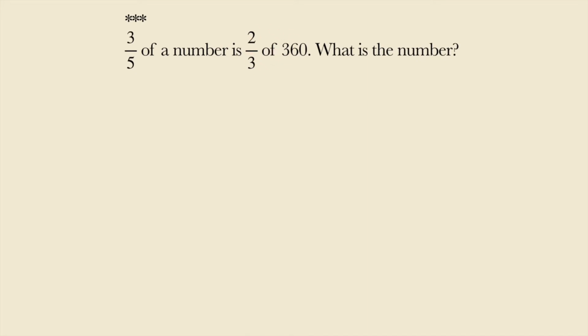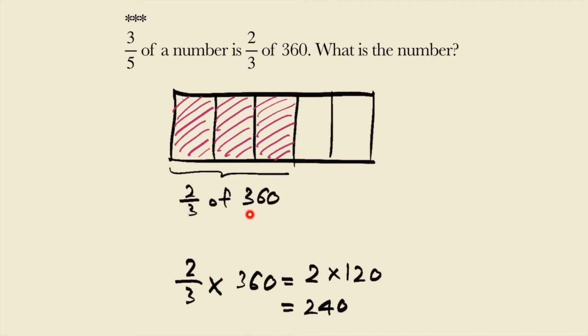Okay, so let's carry out the first step. What is 2/3 of 360? Wait, hang on. 3/5 of a number is 2/3 of 360. Let's obtain the actual number value here, shall we? So 2/3 of 360 is actually 240.